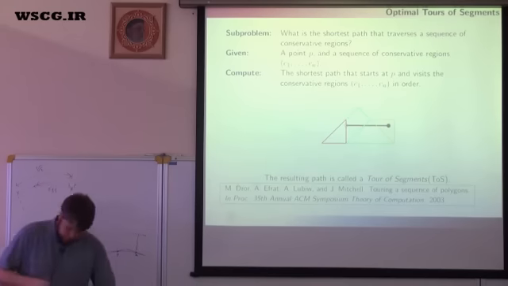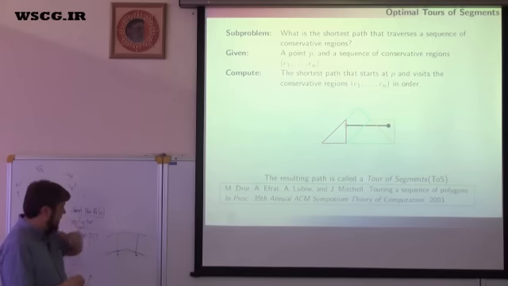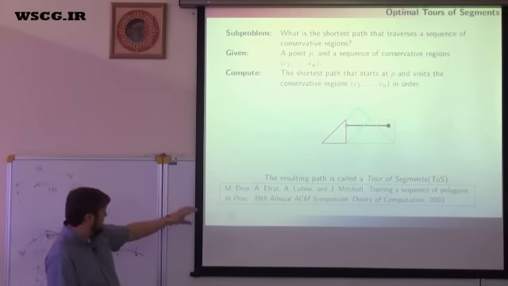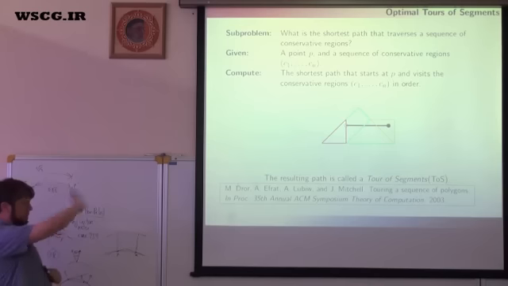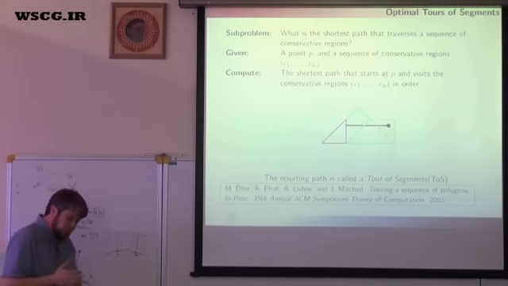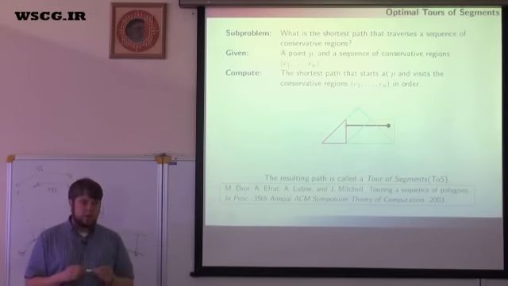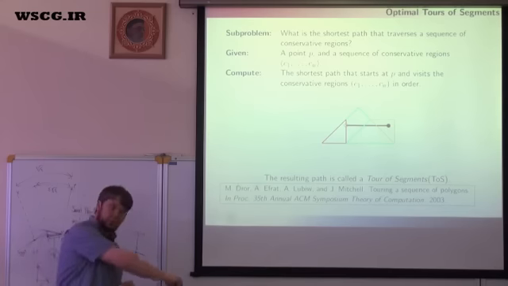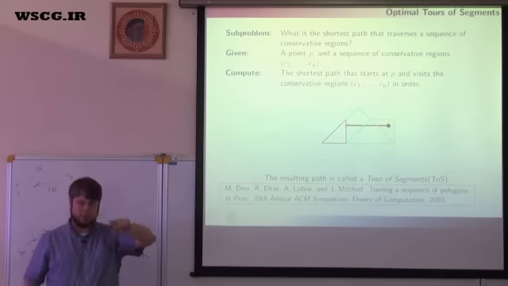Okay, so there's one tool we need to get that done, and it's based on this idea. In the computational geometry community, it was referred to as a sequence of polygons. We can actually simplify that quite a bit and think just about a sequence of segments. So here's the idea. If you decide what sequence of conservative regions you're going to visit, then the question you might ask is, what's the shortest path that visits those conservative regions in that order? So this is not solving the whole problem. This is just, given some regions in sequence, what's the shortest path that visits those regions in sequence?